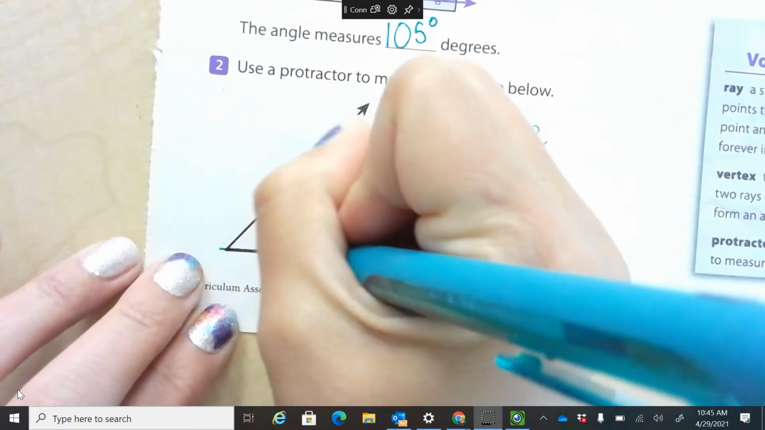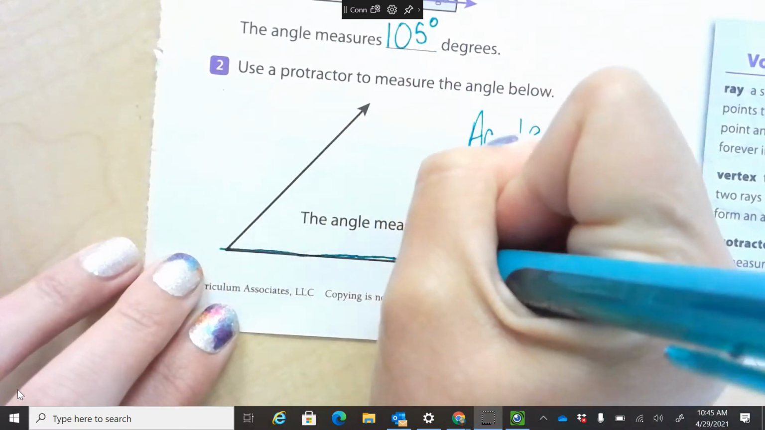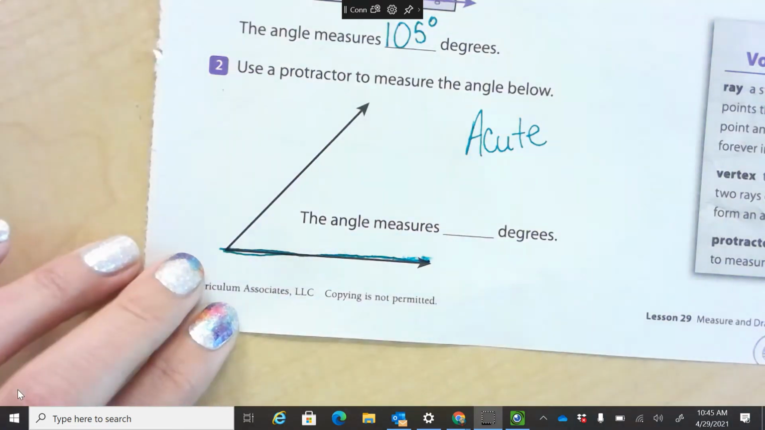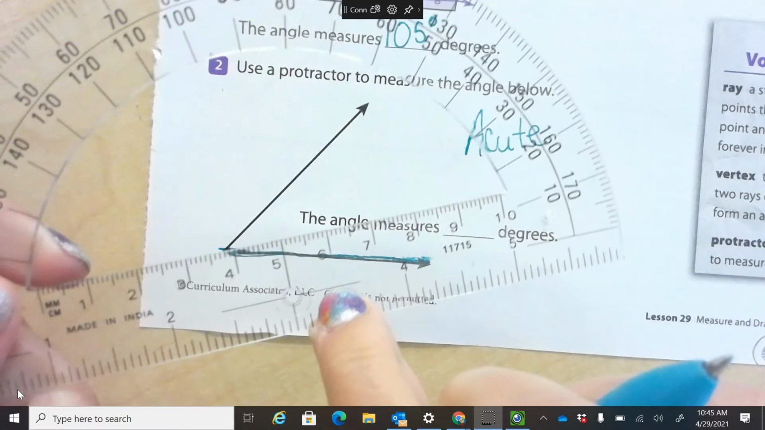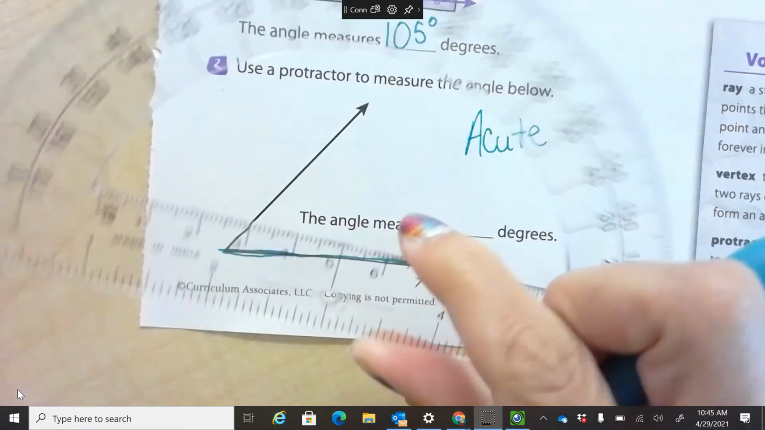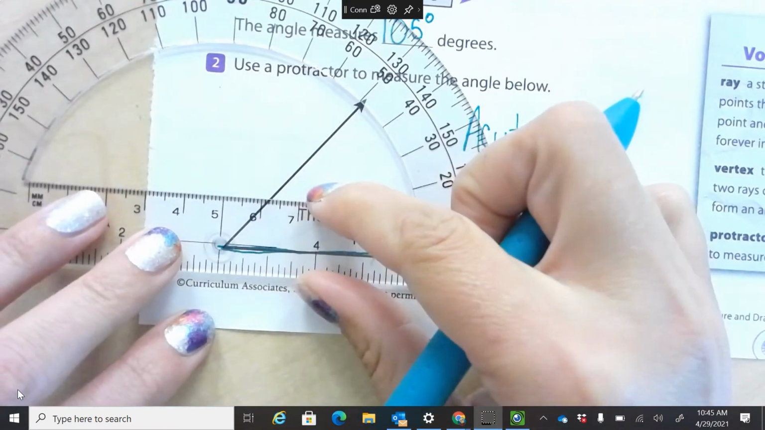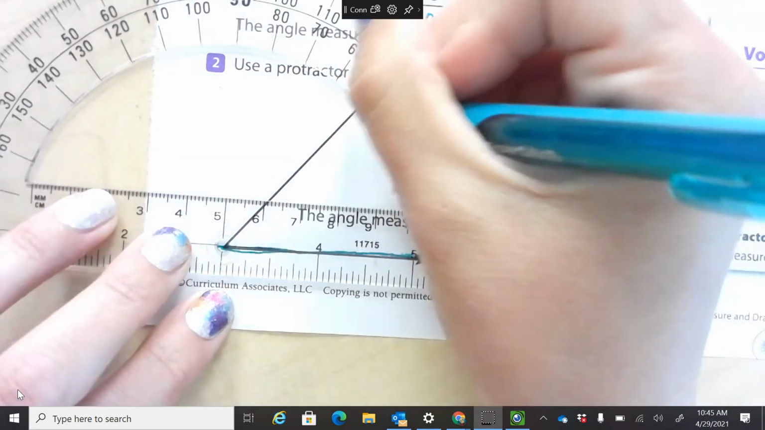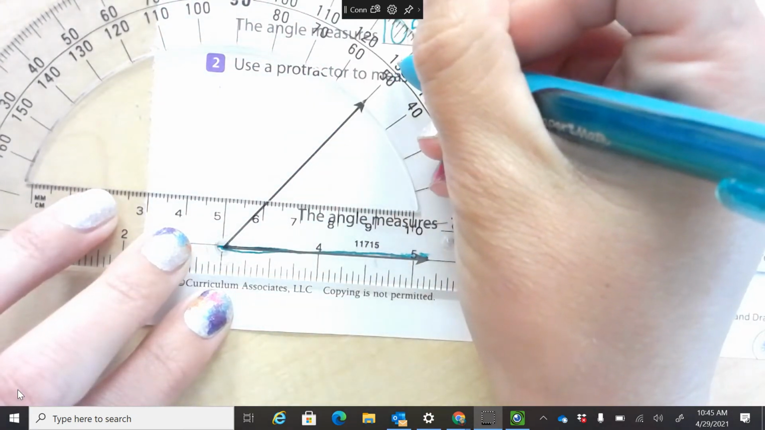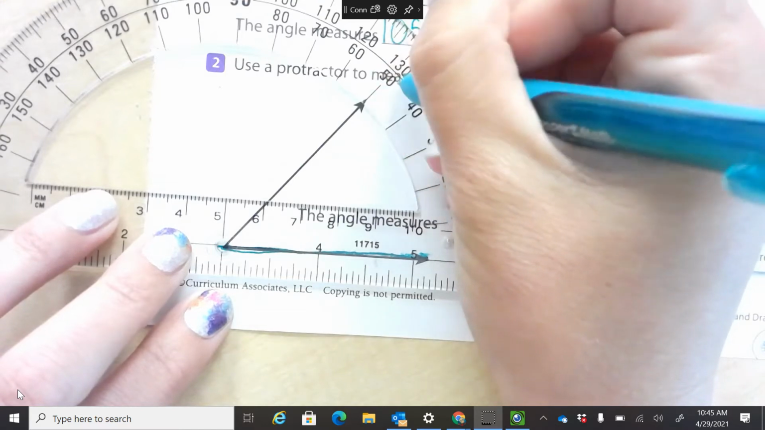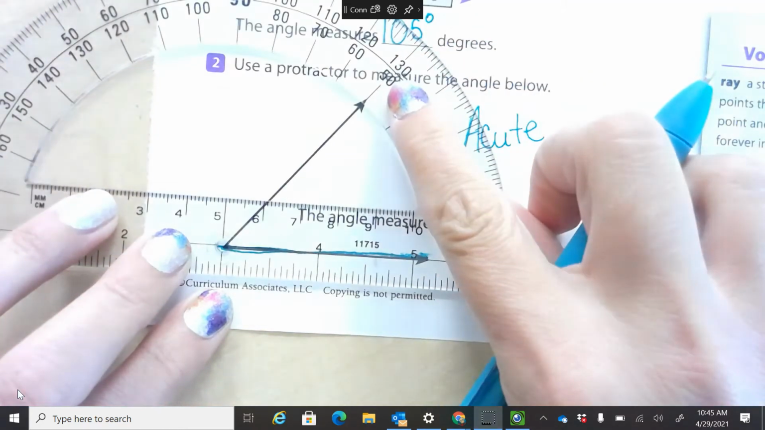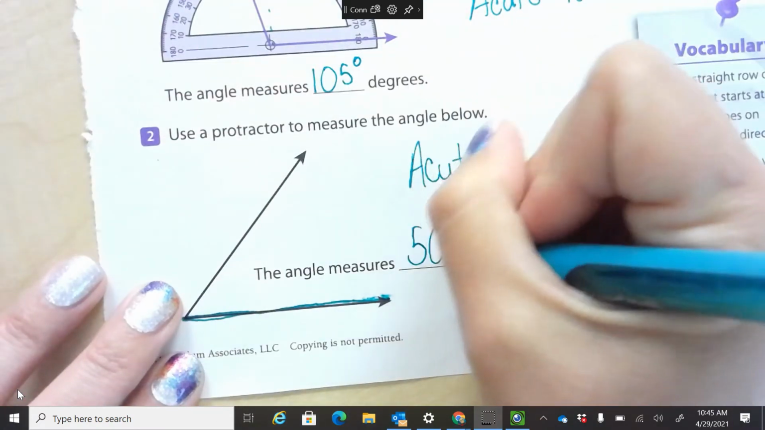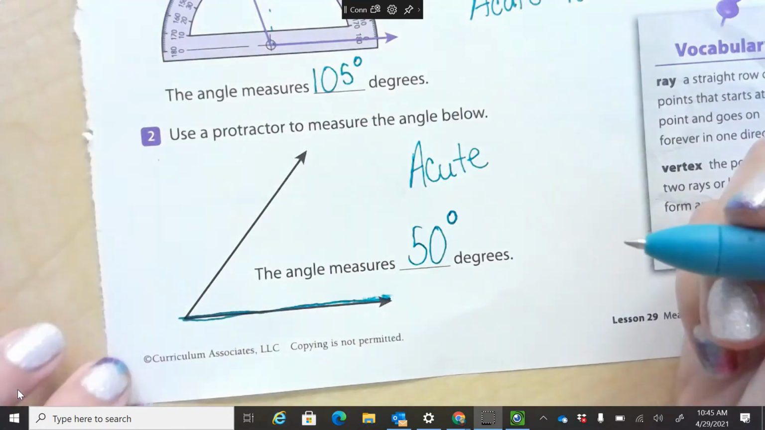Can you see where I'm drawing with the blue pen? Yes. Okay. So when I'm talking about baseline, I'm talking about this. And I want this line on my protractor to be lined up with my baseline so I get a correct reading. And so my arrow goes up, and Noah says that this angle is 50 degrees. Do you agree? Yes. This is an acute angle with a measure of 50 degrees.